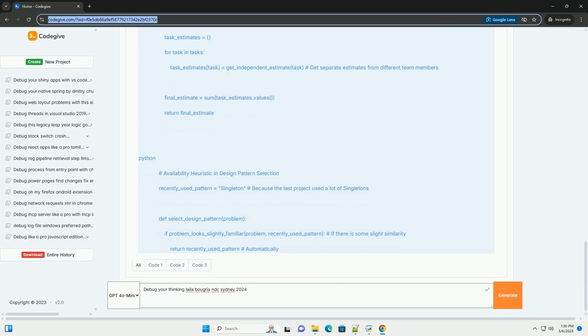Key concepts and debugging strategies. Here's a breakdown of the common concepts and debugging strategies that Laila likely covered, along with code examples to help relate them to software development. 1. Recognizing cognitive biases and heuristics.